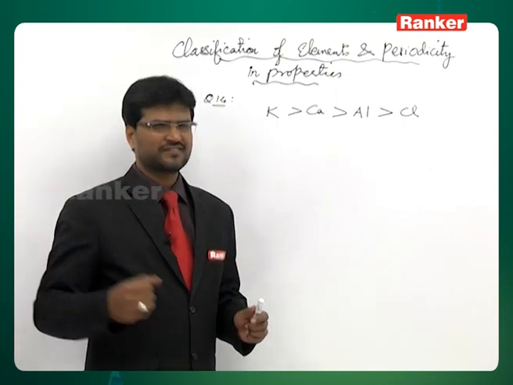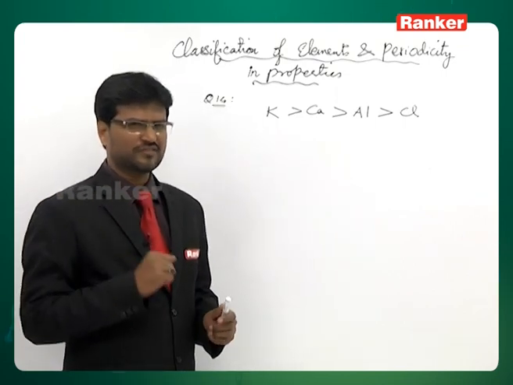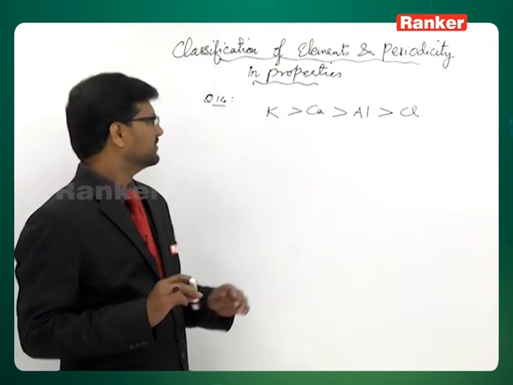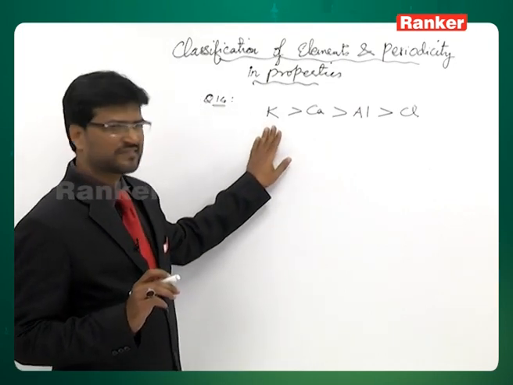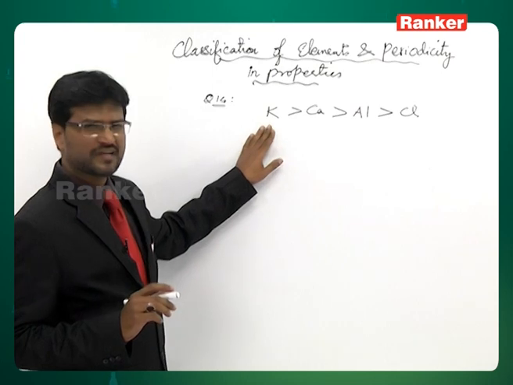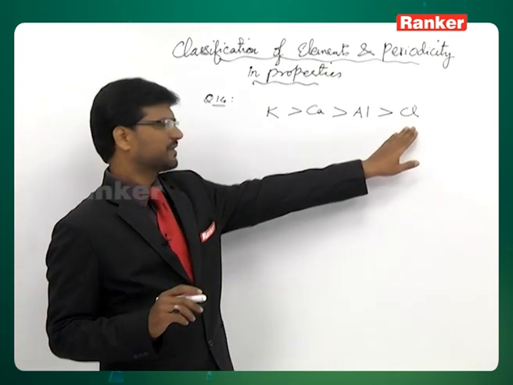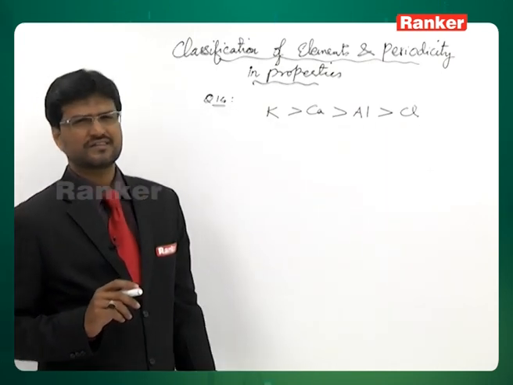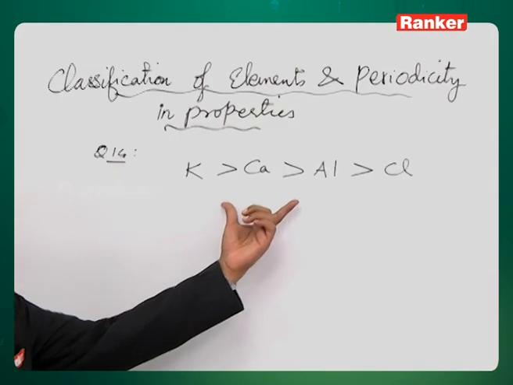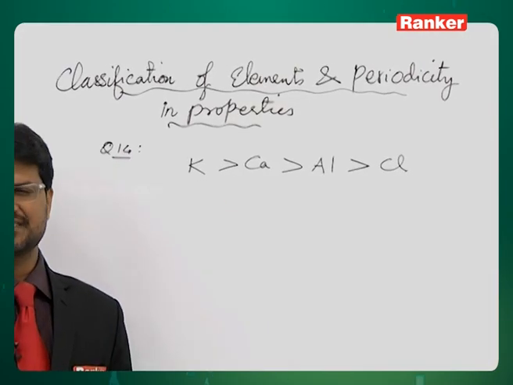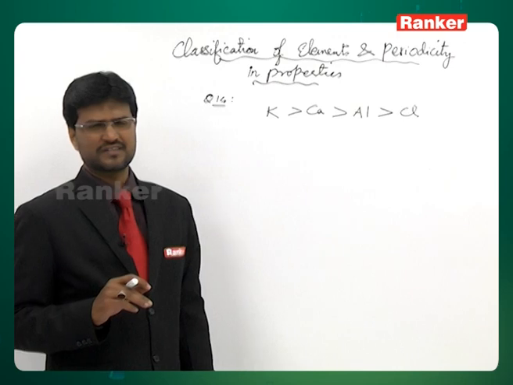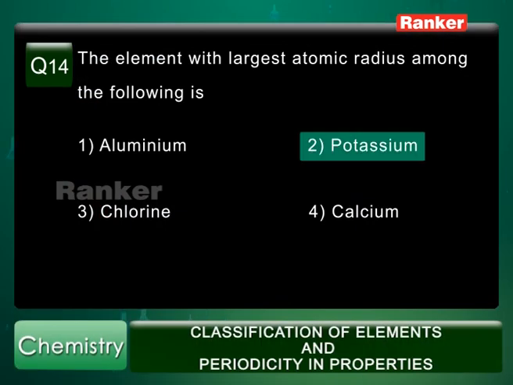In noble gases the case is different because we consider van der Waals radius. So, the atom which is expected to have largest size is potassium, the alkali metal, and the atom which is expected to have smallest size is chlorine, that is halogen. So, this is the order of size of these atoms. So, the correct answer is second option, potassium has the largest size.